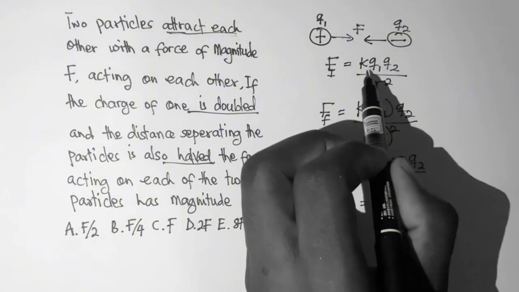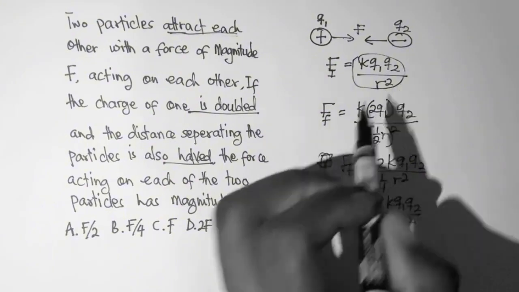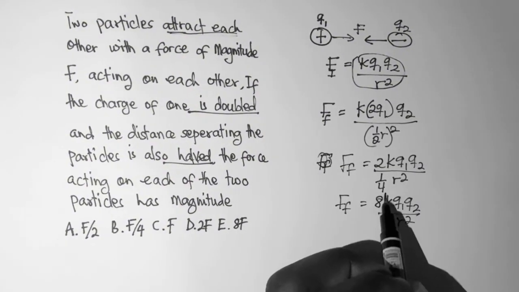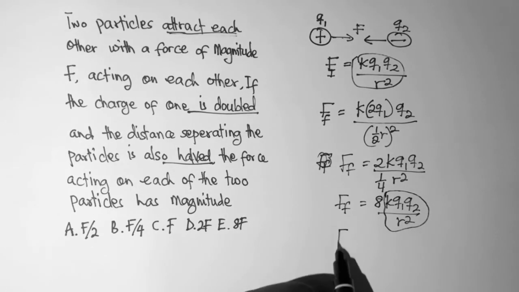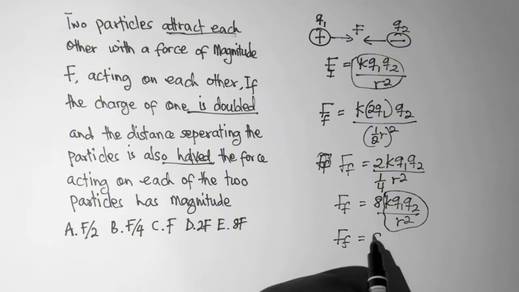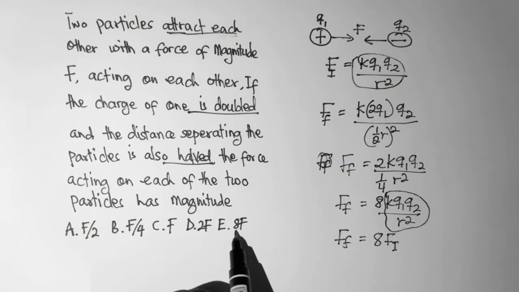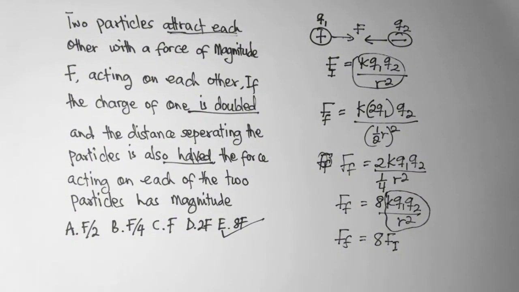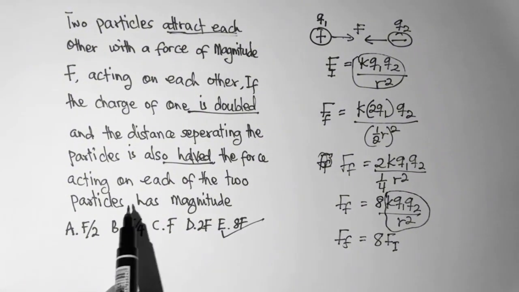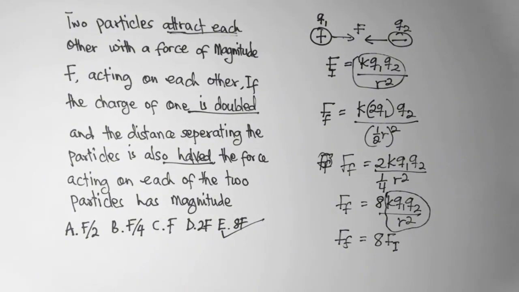Now remember that we said the initial force is what? k Q1 Q2 divided by r squared. See here, k Q1 Q2 divided by r squared. So it means that the final force is equal to 8 times the initial force. So we have 8F, and if you look through the answers, you see that E is the answer with 8F. So the answer is E. It means that the force acting on the two particles will be multiplied by a factor of 8.